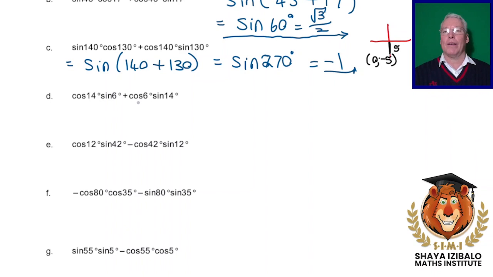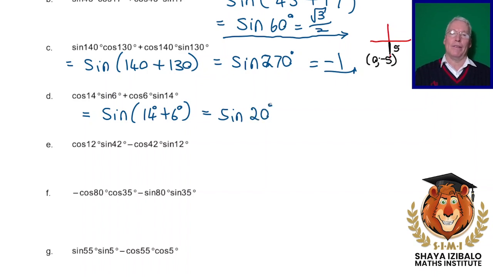The next one, cos sine plus cos sine. This is definitely the sine one because it's got products of sines and coses. And we've got a plus sign here, so this is going to be sine of 14 plus 6. It's going to be the sine of 20 degrees. That's not a special angle, so we will just leave that one exactly as it is.